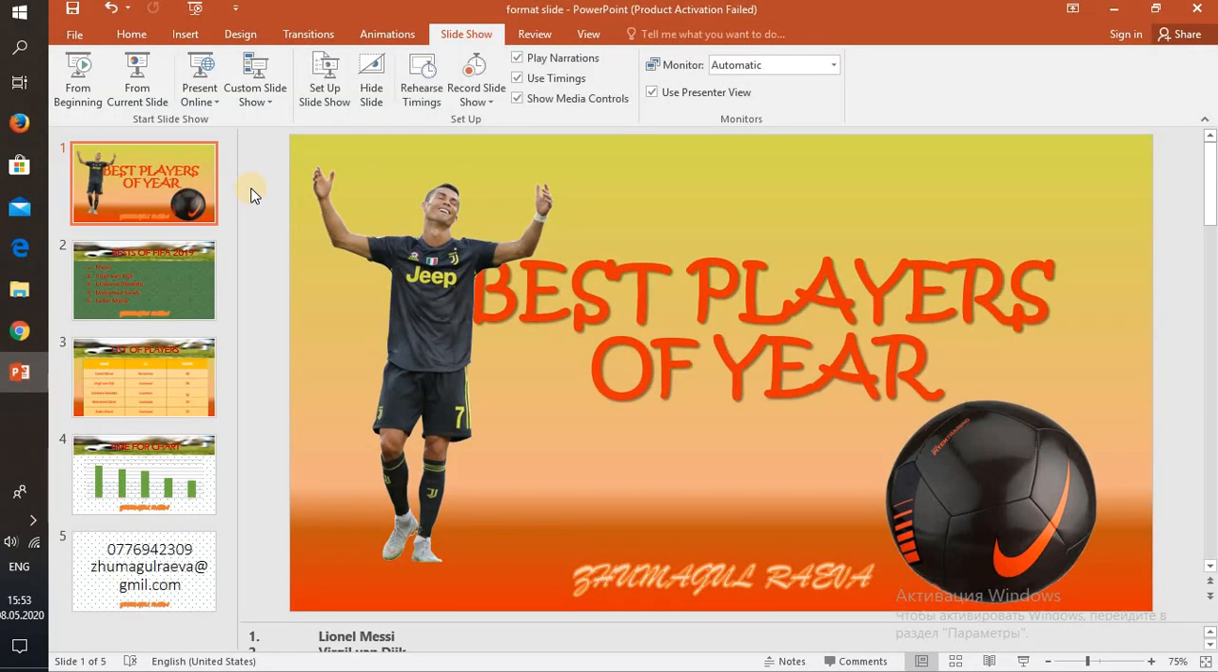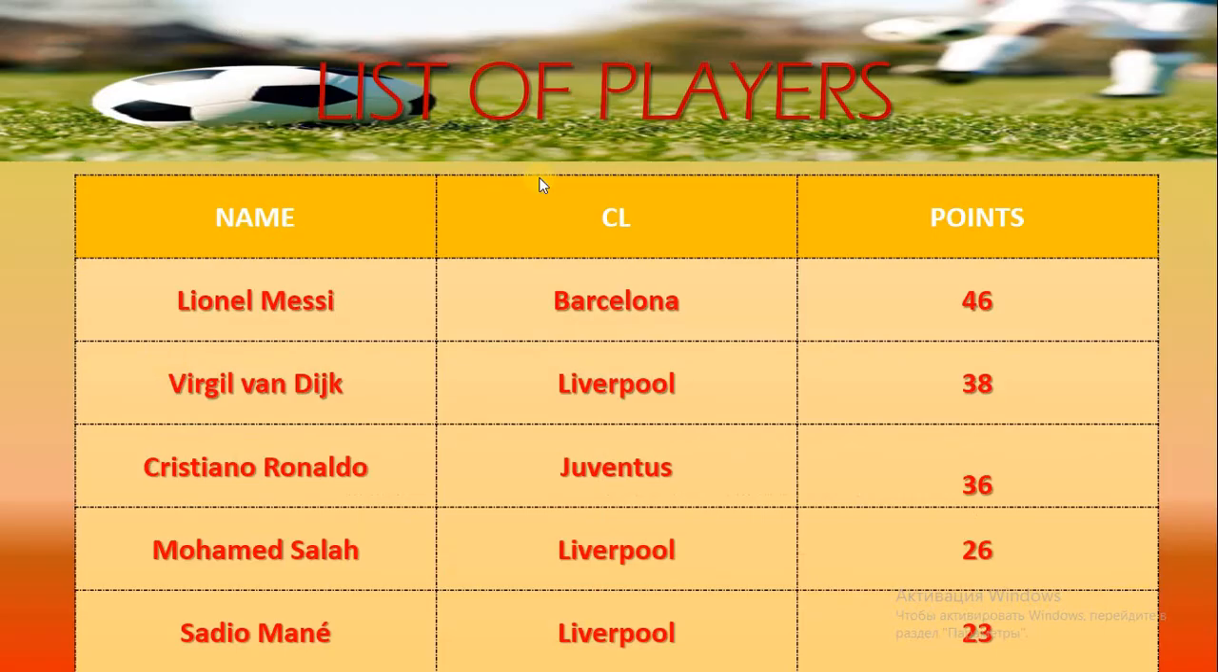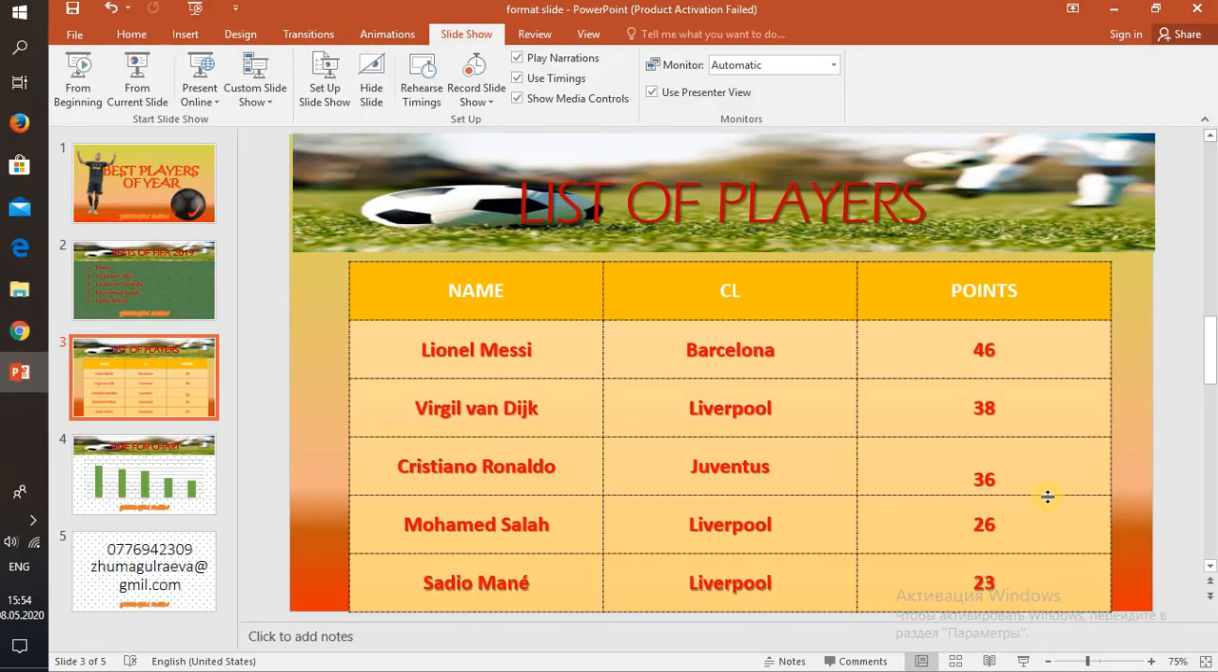You can start your slideshow from the current slide also. Let's select the third slide and press the Current Slide button, or you can just use the shortcut Shift plus F5. Let's use the shortcut Shift F5. As you see, the slideshow starts from the third slide. It's all about views.